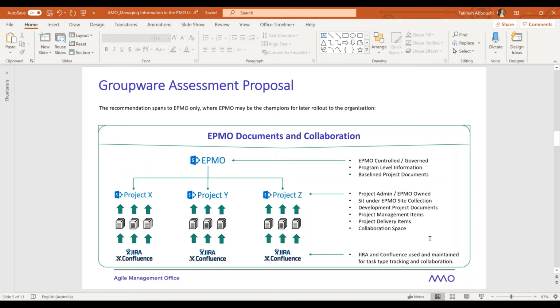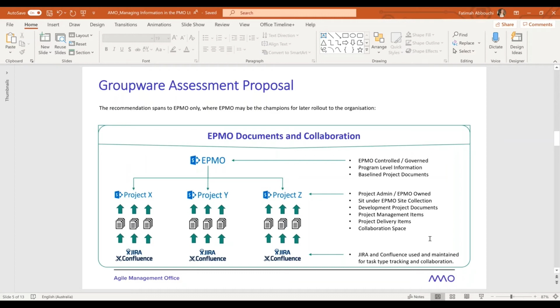Then we think about the project layer. So what are the things that sit under the EPMO's site collection? Site collection being the term for SharePoint, where it has multiple sites that feed into one. Think of it as a parent and then child sites underneath. Well, we can think about having the collaboration space, project delivery items, maybe some key governance artifacts and calendars and whatnot.